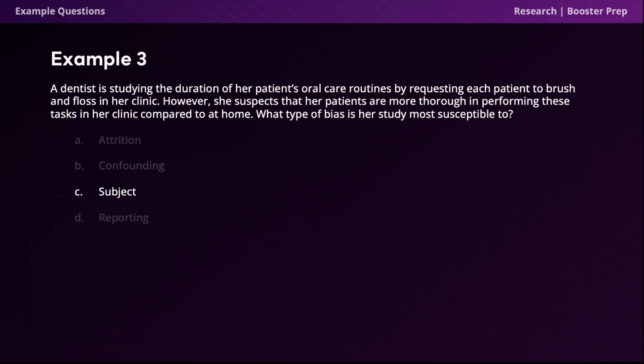So subject bias occurs when participants alter their behavior due to awareness of being observed or studied. In this case, the dentist's patients may be more thorough in performing oral care routines in the clinic because they know that they're being monitored by the dentist. This behavior change can skew the results of the study, as the observed duration of oral care routines may not accurately reflect the patient's typical behavior at home.